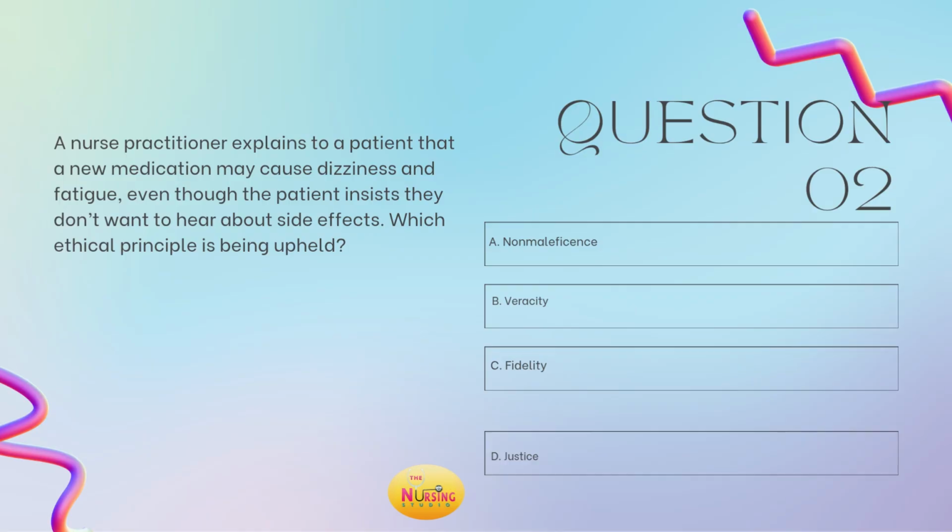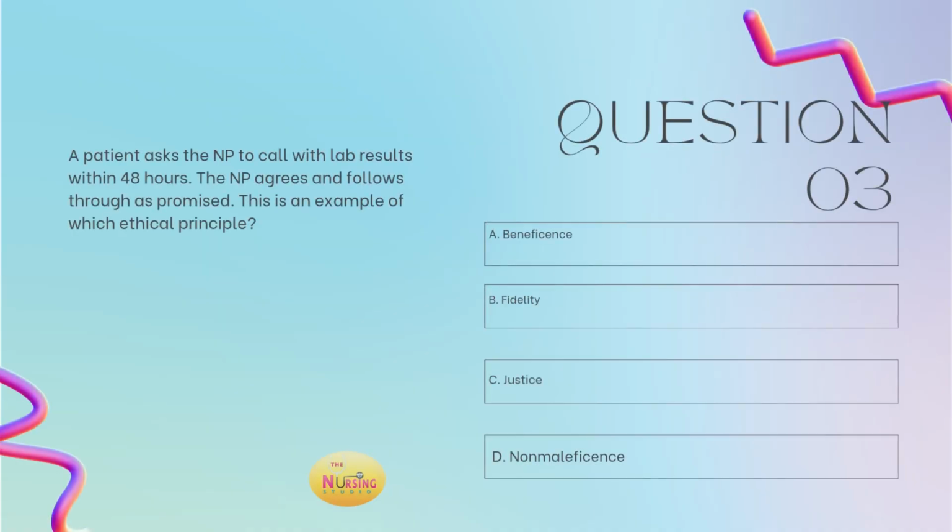All right, stem of the question, which ethical principle is being upheld? So, a nurse practitioner is explaining to a patient that a new medication may cause dizziness and fatigue, even though the patient insists they don't want to hear about this. This is B, veracity. It's truthfulness. It's full disclosure and truthfulness, okay? Veracity.